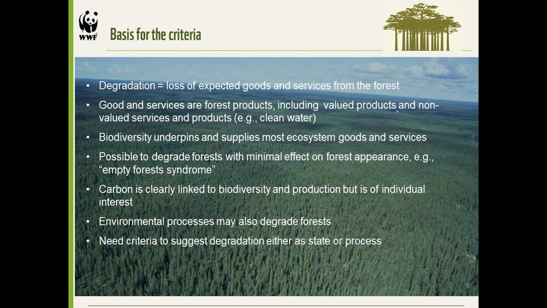So the basis of the criteria is that all of the criteria are basically affecting ecosystem goods and services, and hence the value of the forest ecosystem to people. So as I said earlier, degradation is equivalent to the loss of the expected goods and services that would come from that forest. And goods and services, in case you don't know, are basically forest products. So these are valued products that are used by people. They're also including some non-valued services and products, for example, clean water. And biodiversity underpins and supplies many of the goods and services, but not necessarily all.